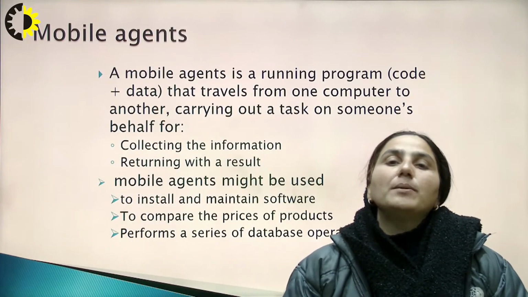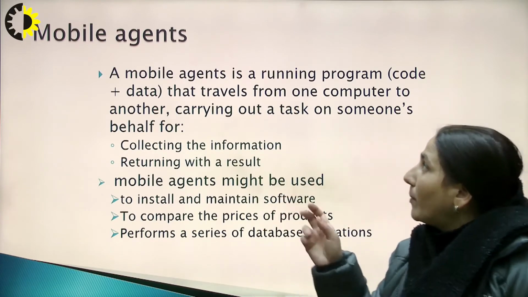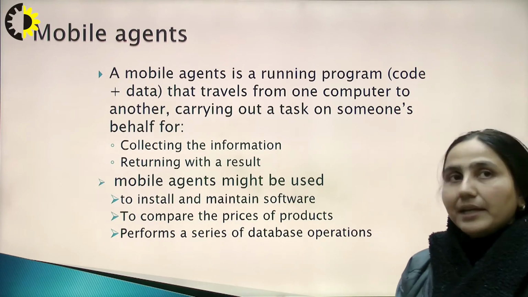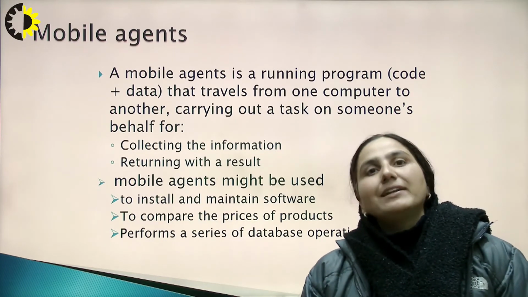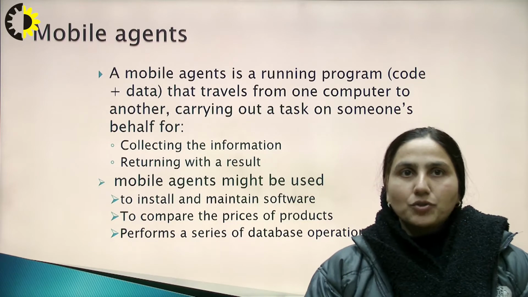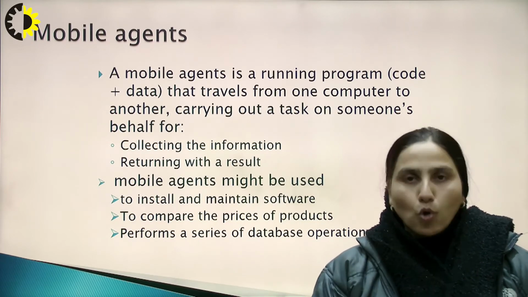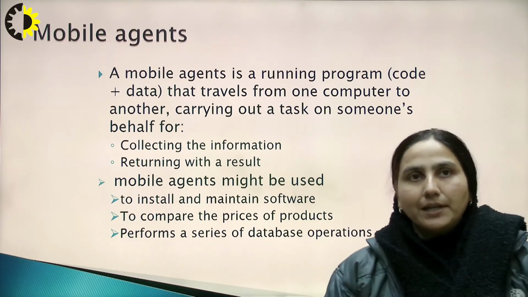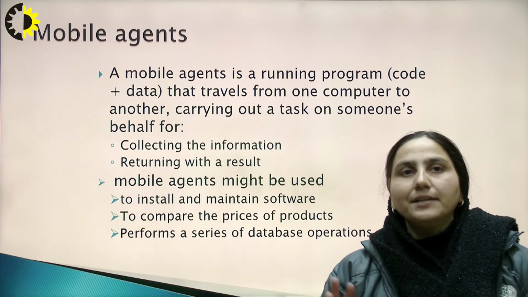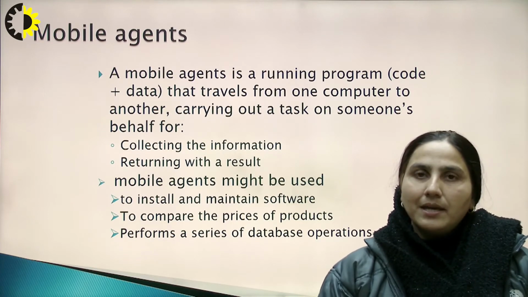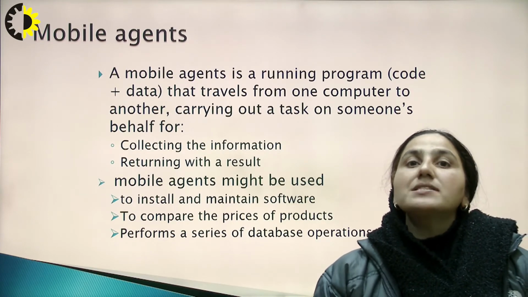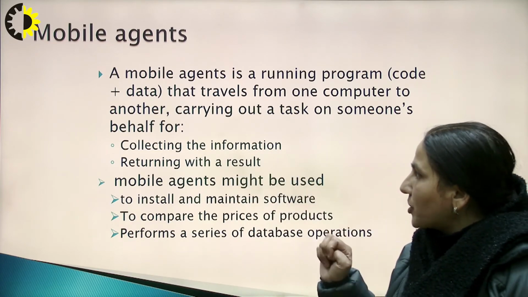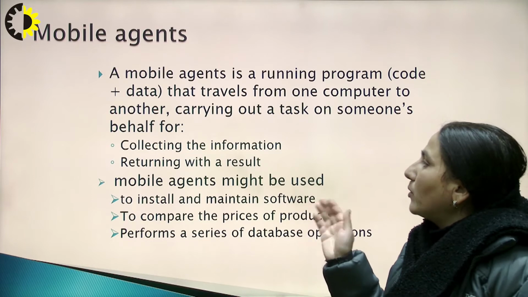Now, what is a mobile agent? A mobile agent is a running program. A program consists of some code and data, which travels from one computer to another. This code and data travel from one system to another. They carry out a task on someone's behalf, collecting information and returning with a result.